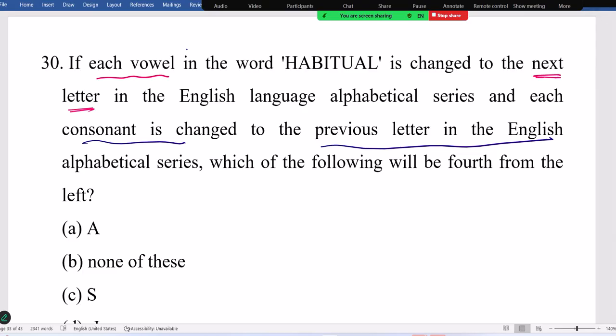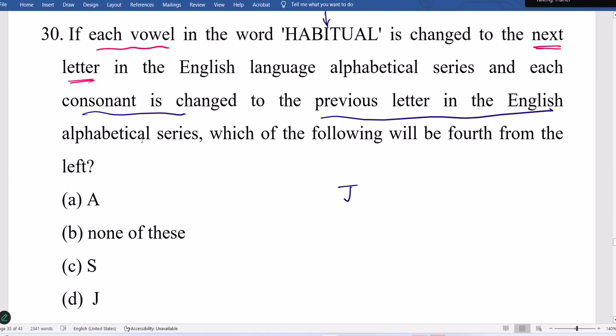Now, which of the following will be fourth from the left? Fine. So the fourth letter from left is I. They didn't mention we have to put it in alphabetical order. After that arrangement, shuffling is not there. So I is there. I is a vowel. Vowel should be the next letter, J. So option D is correct. The fourth letter from the left side is I, which should be changed to the next letter J. Vowel should be the next letter, consonants the previous letter in alphabetical order.